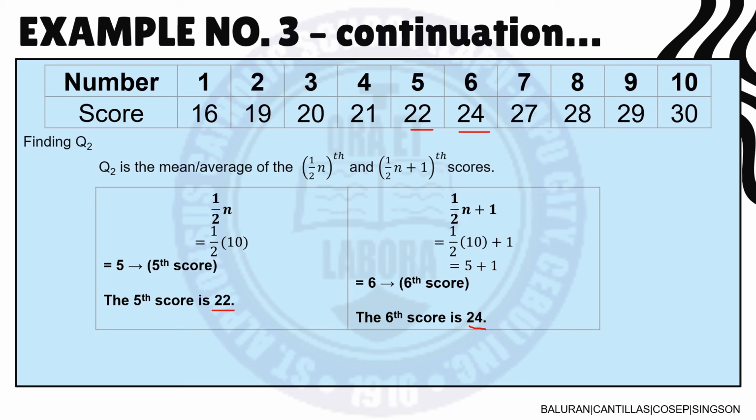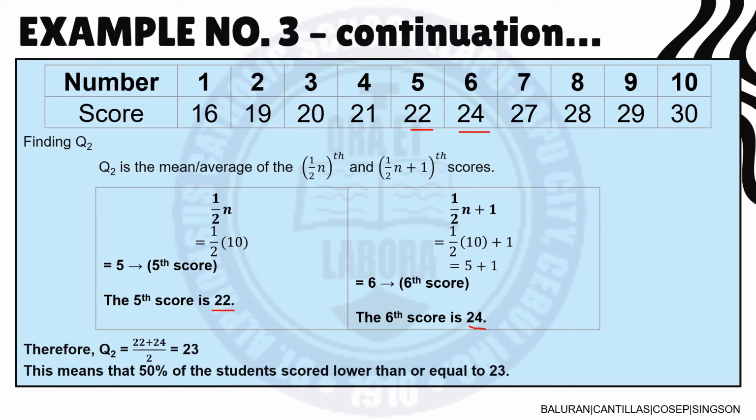Then let us now take the average of 22 and 24. 22 plus 24 divided by 2. Therefore, the second quartile is equal to 23. This means that 50% of the students scored lower than or equal to 23.